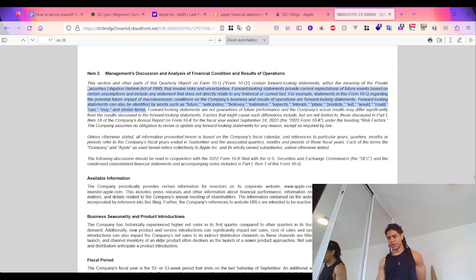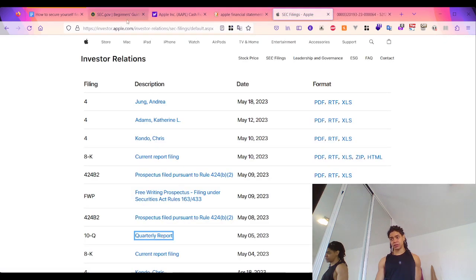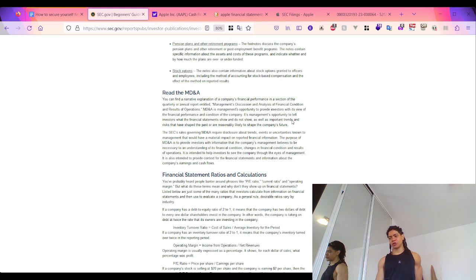Because after all, this MD&A is an opportunity for the management to tell investors about the financial condition. It's a management opportunity to tell investors what the financial statements show and do not show, as well as important trends and risks that have shaped the company's past, or are reasonably likely to shape the company's future. I think this is the core of this.